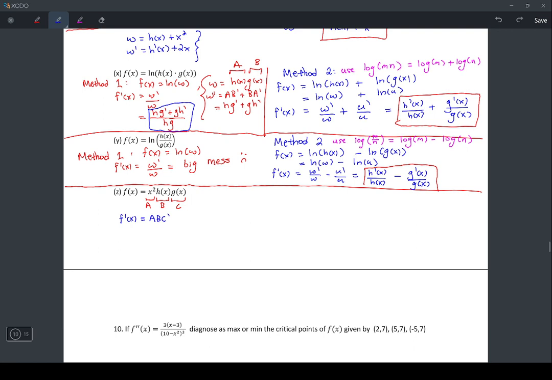So the first piece will be a, b, c prime. The second piece will be a, c, b prime. And the third piece will be b, c, a prime. And it doesn't matter how you write the order of multiplication. It makes no difference if you're writing c b a prime or b c a prime. Doesn't matter.